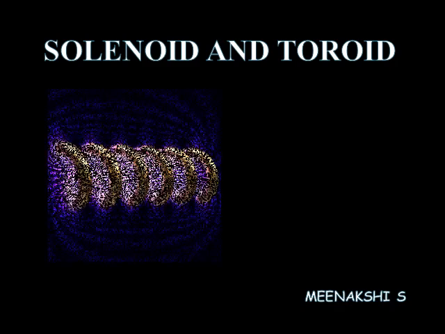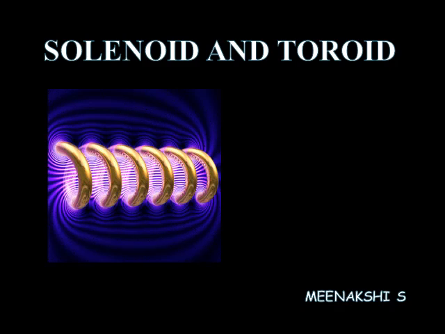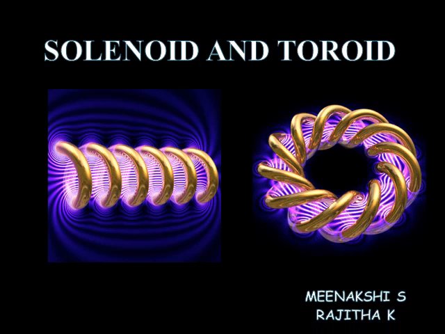Hello students, today we will be learning about solenoid and toroid. This is how a solenoid looks and this is how a toroid looks. The solenoid and toroid is an instrument which generates magnetic field. Both of them have a very high symmetry.